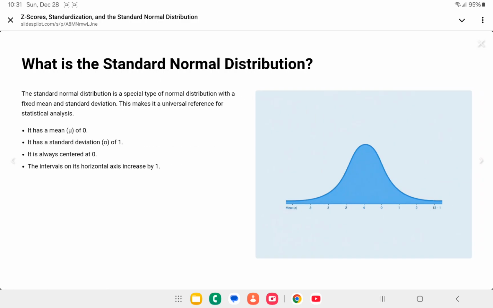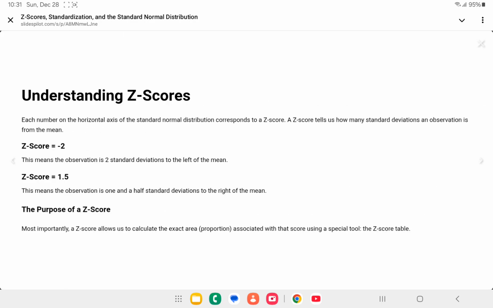The standard normal distribution is a special type of normal distribution that has a mean of 0 and a standard deviation of 1. Because of this, the standard normal distribution is always centered at 0 and has intervals that increase by 1. Each number on the horizontal axis corresponds to a Z-score. A Z-score tells us how many standard deviations an observation is from the mean mu. For example, a Z-score of -2 tells me that I am 2 standard deviations to the left of the mean, and a Z-score of 1.5 tells me that I am 1.5 standard deviations to the right of the mean.